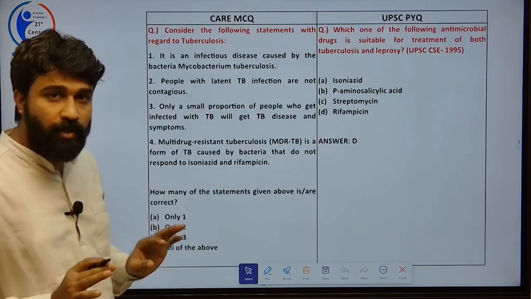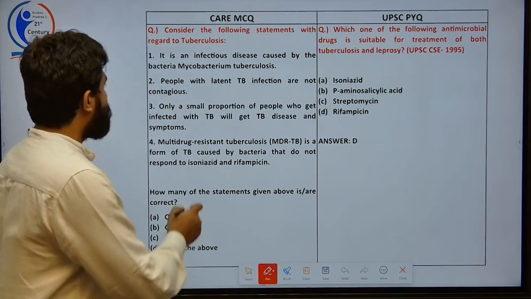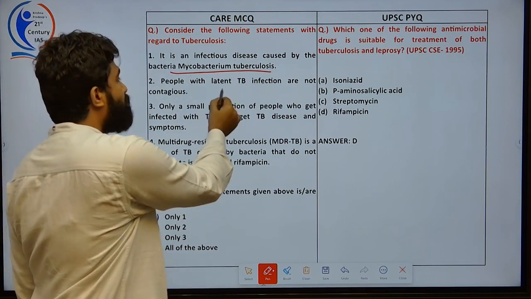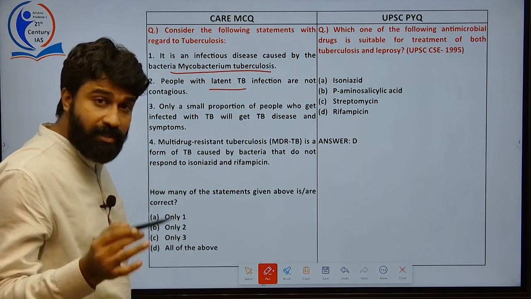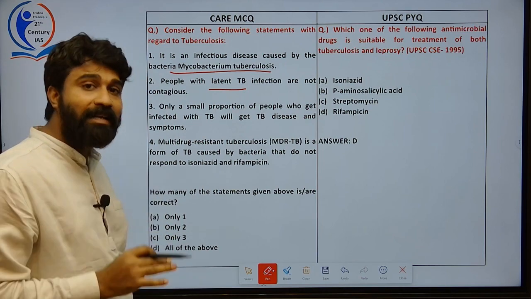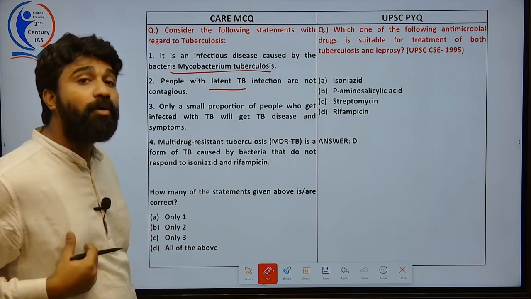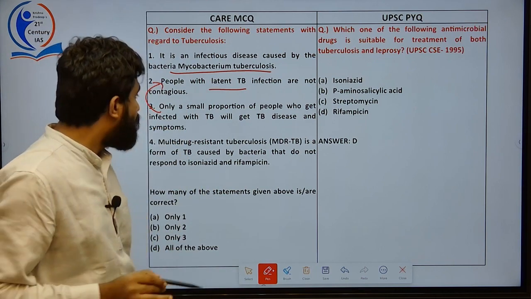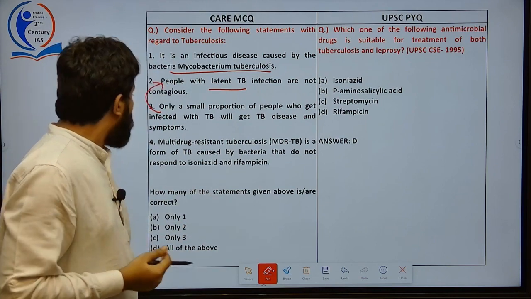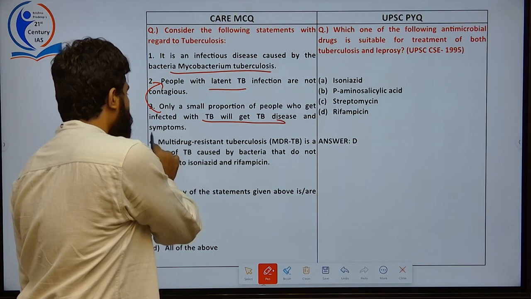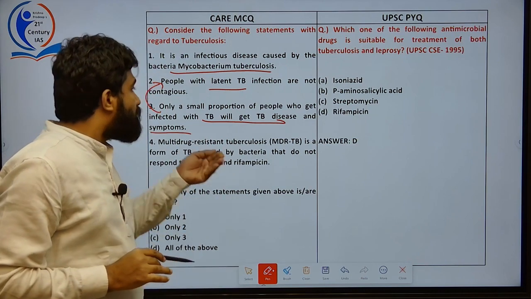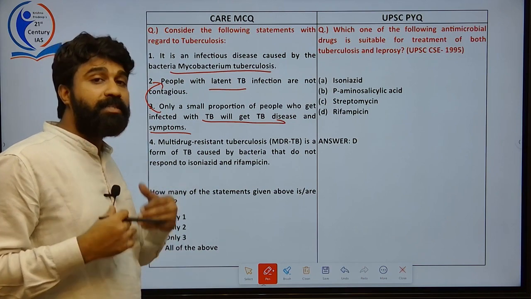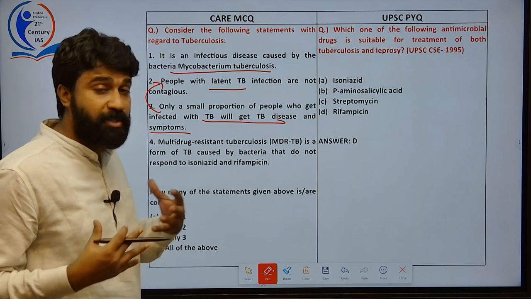What is this TB? Tuberculosis. TB is caused by Mycobacterium tuberculosis, that is true. This is a bacteria, and people with latent TB infection are not contagious in nature. They cannot spread much because of the latentness of the TB. That is why the third statement is a correlated statement of the second statement, and only a small proportion of people who are infected by TB will get symptomatic TB, because most of the people having such latent TB cannot spread it to others, and it is not much more infectious in nature.